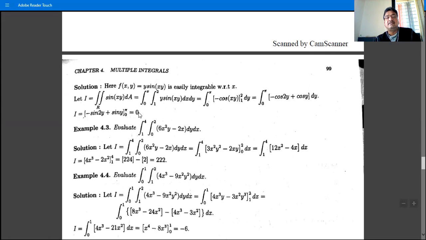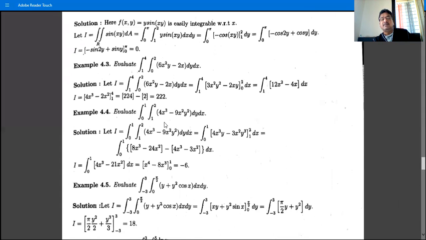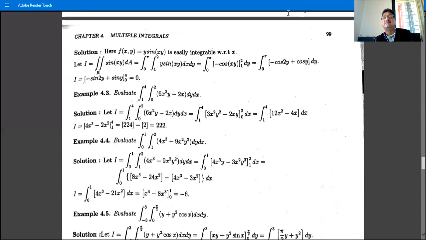I think this answer is wrong, because what is the value at pi now? Minus sin 2 pi divided by 2. Sin 2 pi means sin 0, which is 0, so 0 by 2 is 0. And sin pi is again 0. Yes, the answer is correct, but here we divide by 2. So the answer is 0: the value at the upper limit is 0, and the value at the lower limit is 0. Similar problems we will discuss in the next lecture.